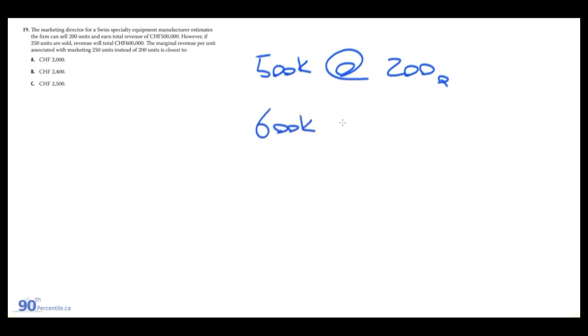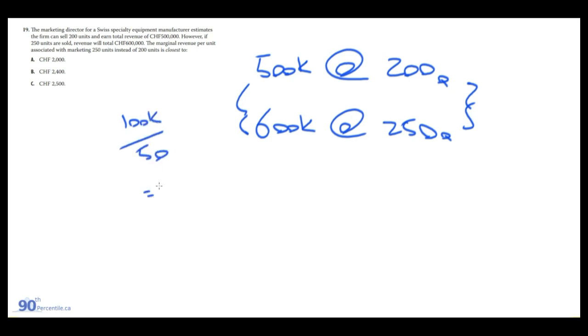The marketing director for a Swiss specialty equipment manufacturer estimates the firm can sell 200 units and earn total revenue of 500K. So 500K at 200 quantity. However, if 250 units are sold, the revenue will be 600K. So 600K at 250 quantity. The marginal revenue per unit associated with marketing 250 units instead of 200 units is close to which? Well, it's just going to be the change in revenue over change in quantity. So it's going to be 100K over 50, which is 2,000.